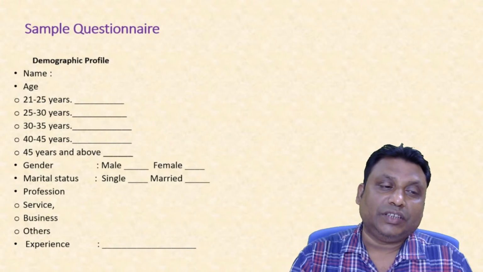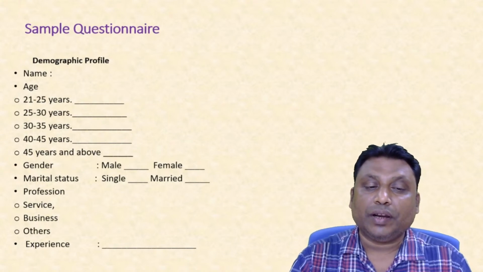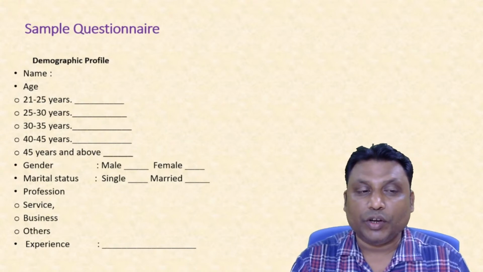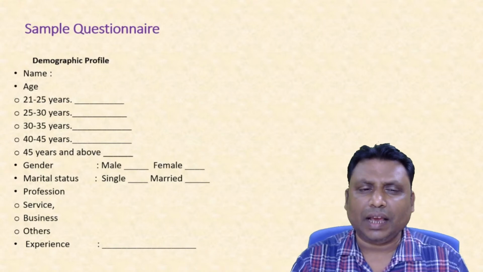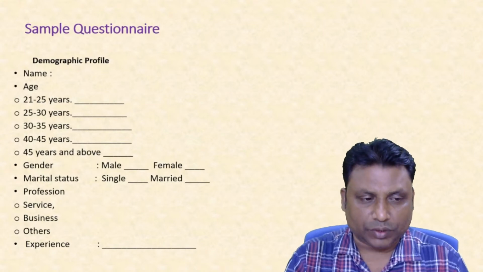Then gender, you can write male and female. You can write male and female given the space, or you can put in question number 2 like this: first one is male, second one is female. They have to put it. Any form you can prepare the questionnaire.